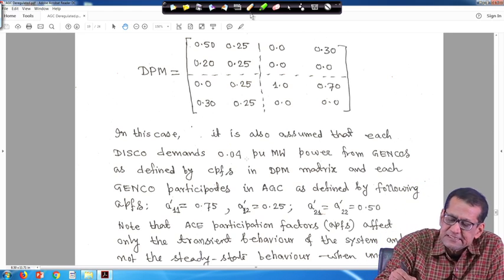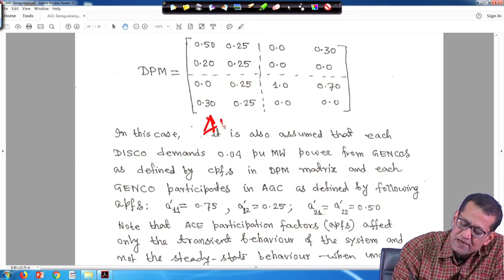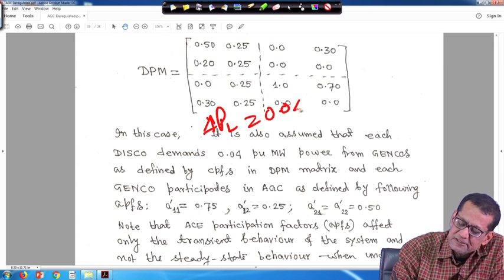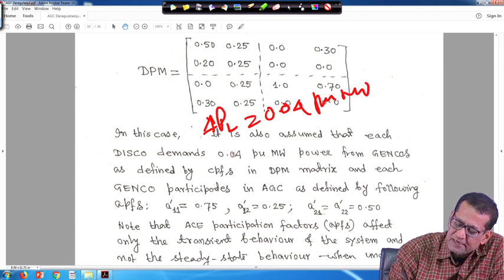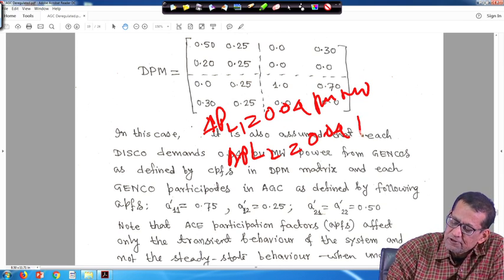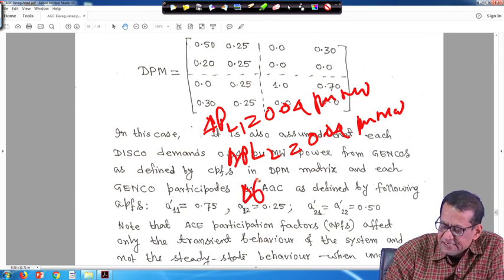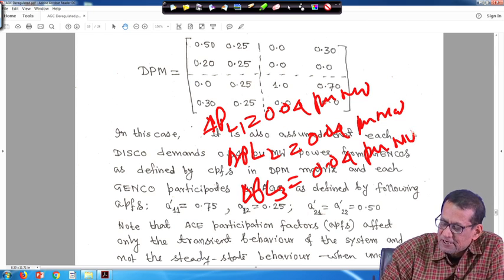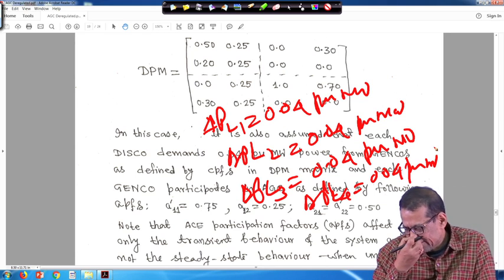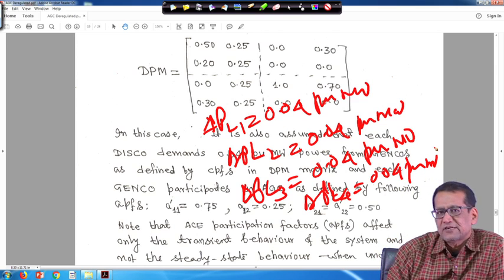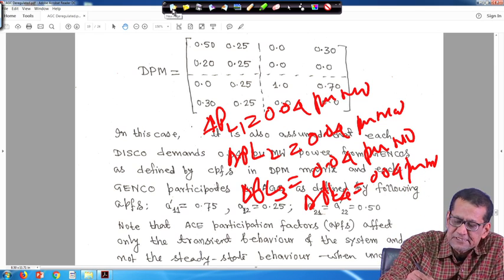That means for each DISCO, delta PL1 is equal to 0.04 per unit megawatt. Delta PL2 is equal to 0.04 per unit. Then delta PL3 is equal to 0.04 per unit megawatt and delta PL4 is equal to 0.04 per unit megawatt. It does not necessarily mean all will be the same; it may be different.